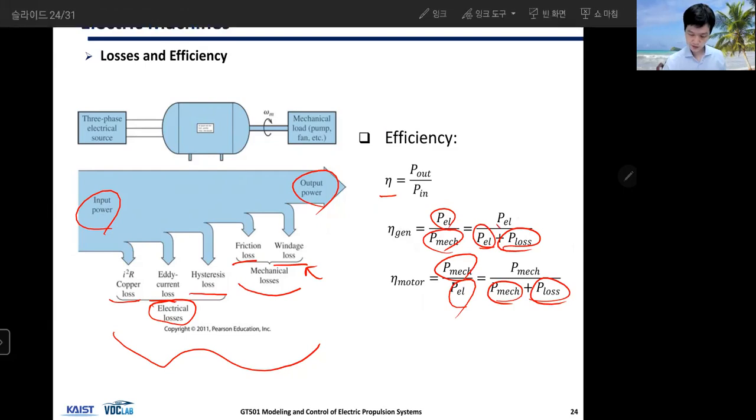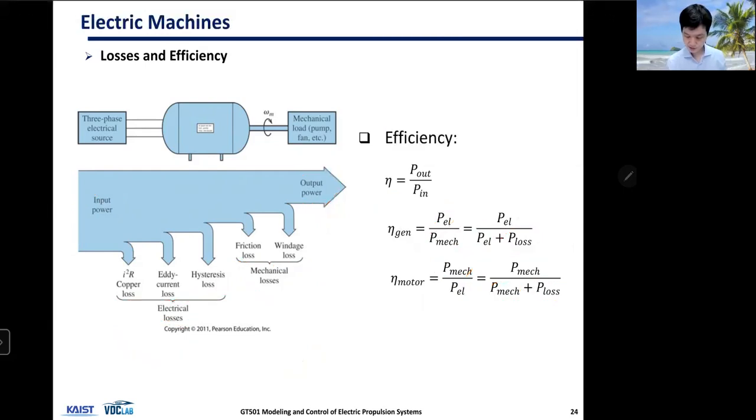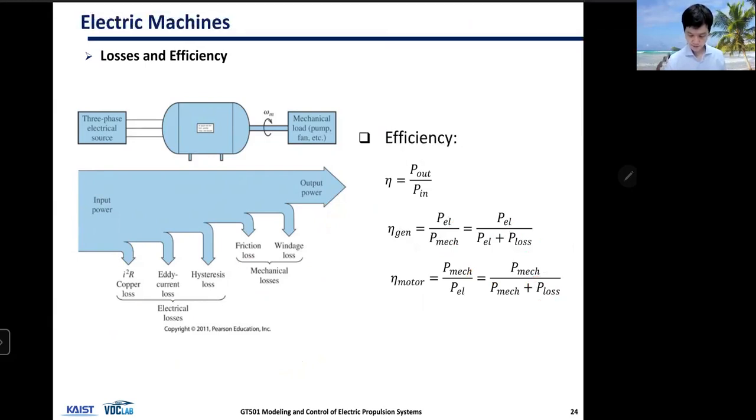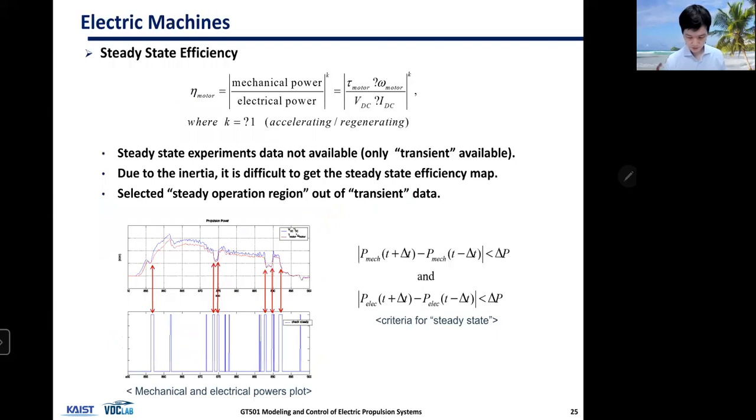I'm sorry, these are not losses. These are losses, right? But one thing that can be tricky for electric machines when it comes to computing efficiency or losses is that you need to be careful with the sign of the power or the direction of the power flow.